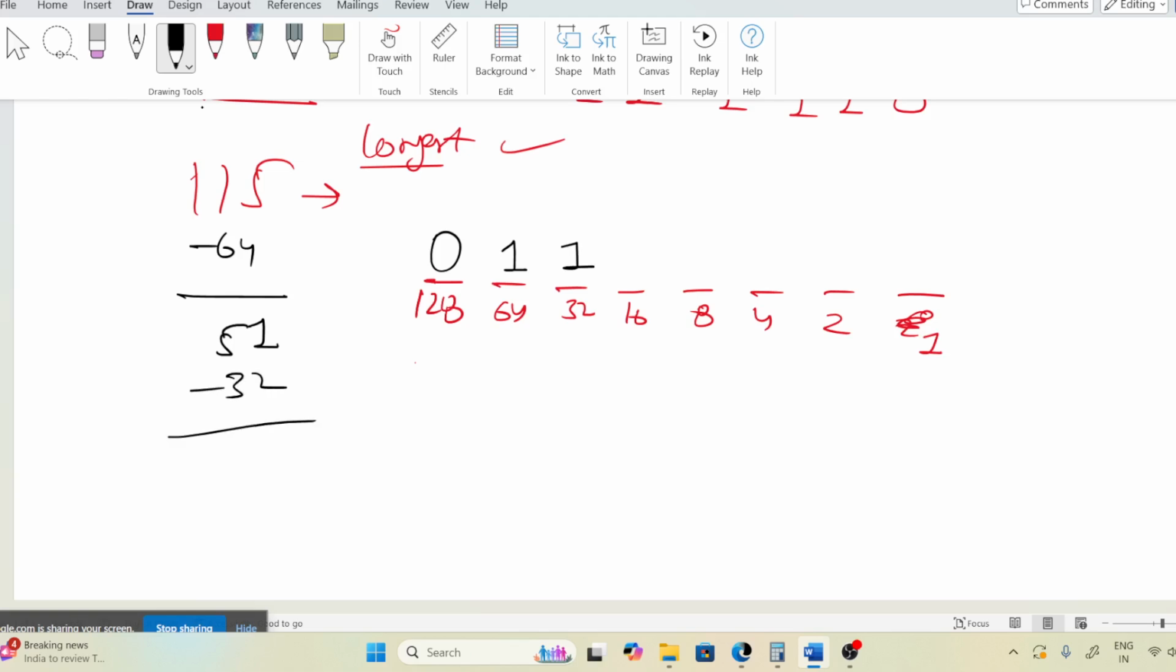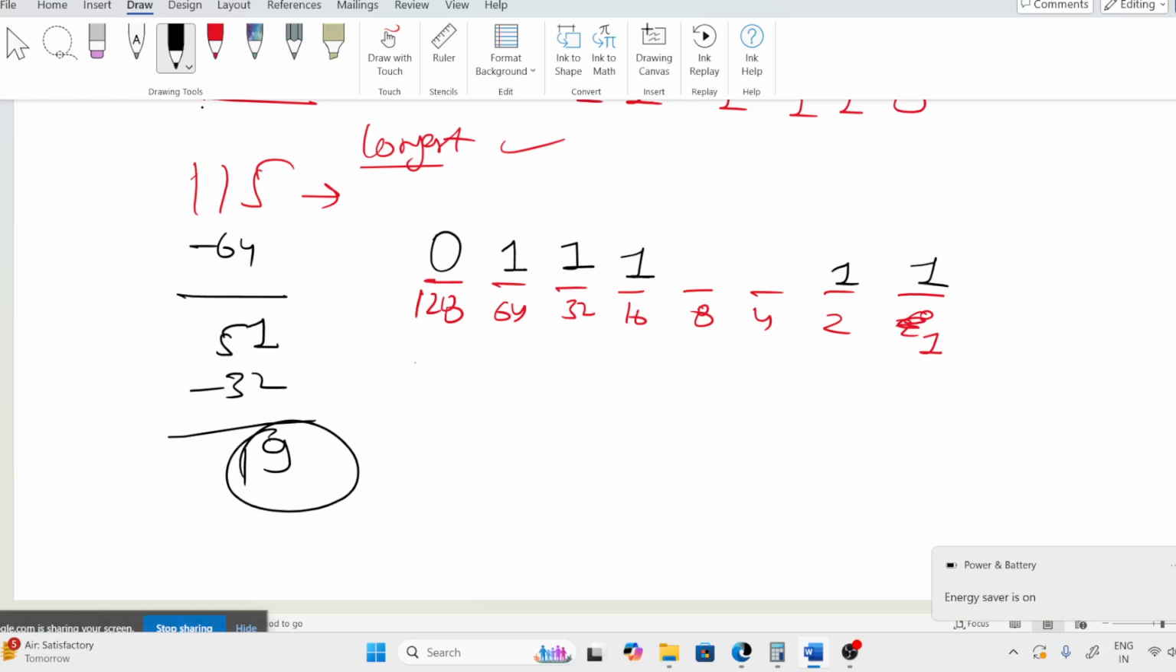So again, minus 32 gives 19. So there are some numbers in which it will require some calculation. In all numbers we cannot apply the trick, but in some numbers it will require some calculation. So now 19, I can use. I don't need to expand further. So 16 I can use here and 3 I can use here. So like this I can expand the number.